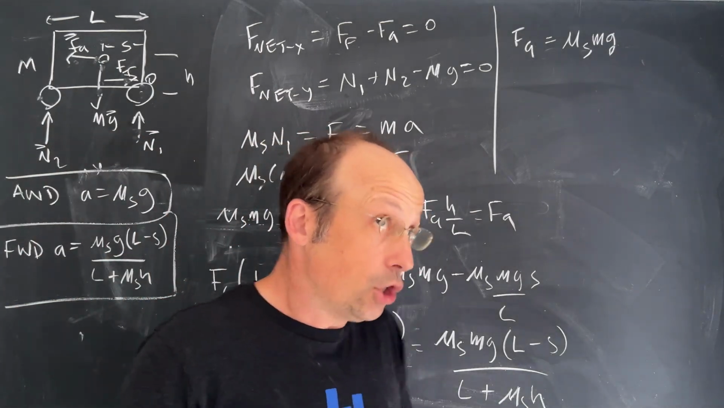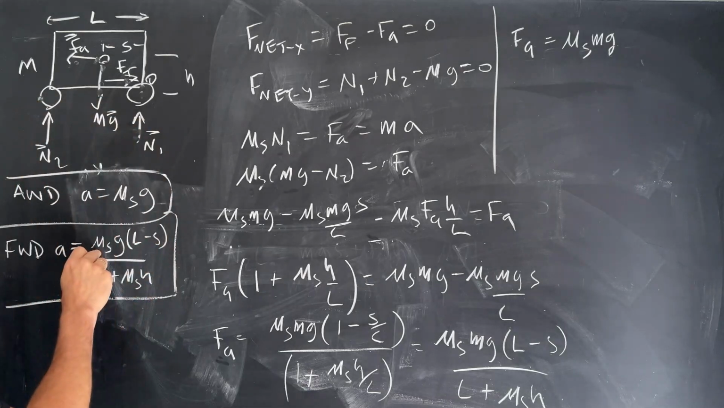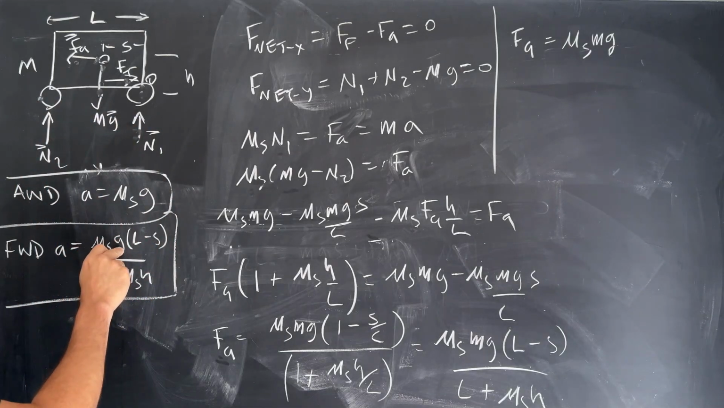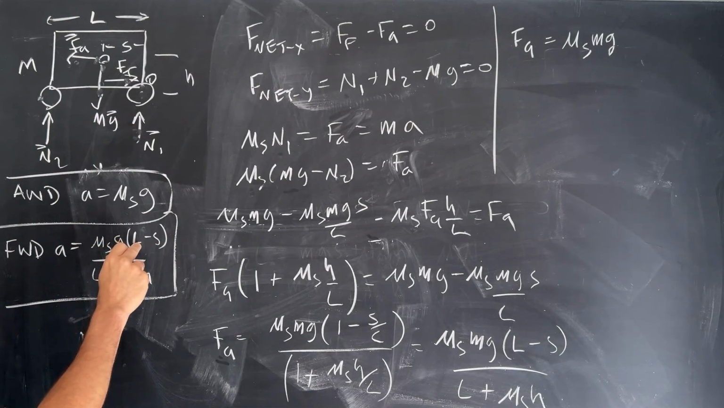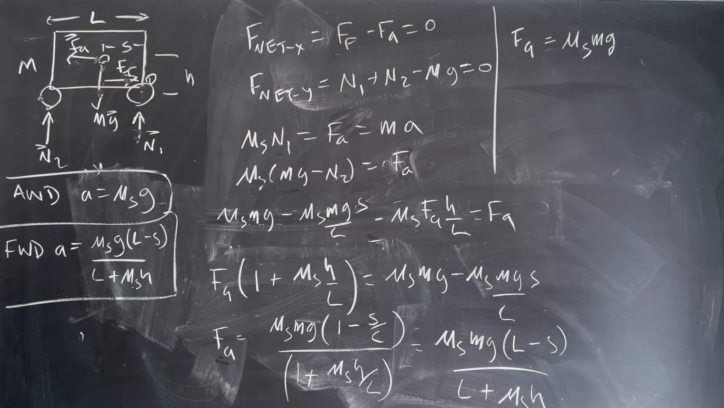Well, we should check some things, right? Does it have the right units? So mu s has no units, g is meters per second squared, and then I have length divided by length, because that again has no units. So I do get units of meters per second squared. So that's good.